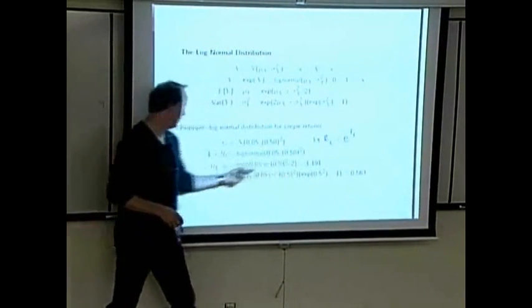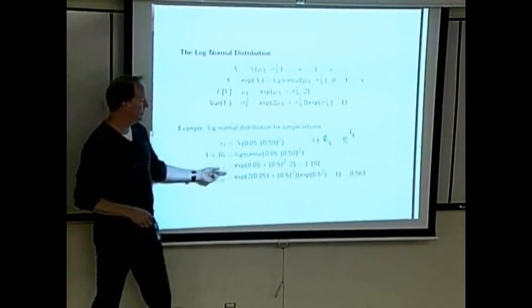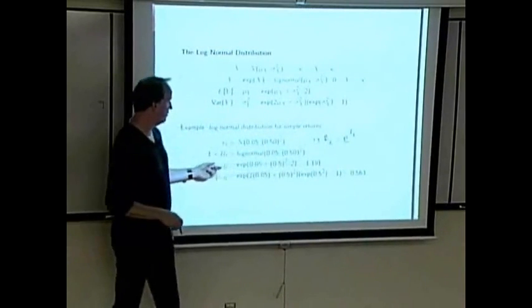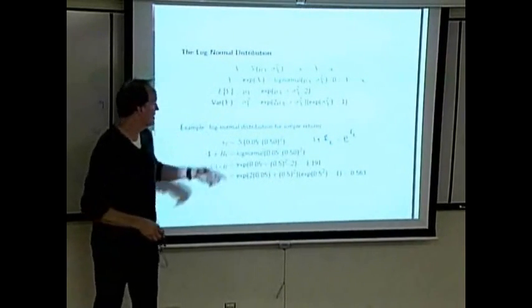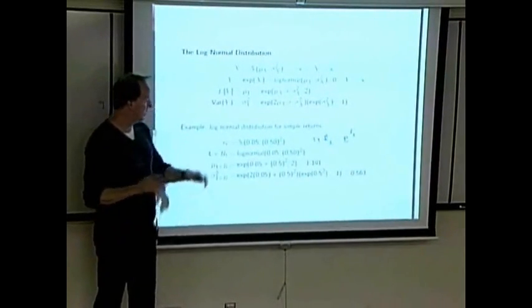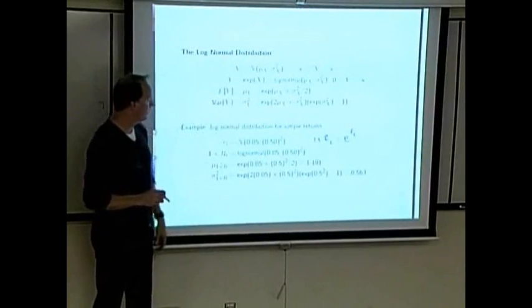Notice that this is the mean of the distribution of 1 plus r. So the mean of the distribution of r would be 1.191 minus 1. So this is saying that the simple rate of return would have a mean of 19%, whereas the continuously compounded return has a mean of 5%. So notice that the log normal distribution kind of pushes out the mean a bit for the simple return.